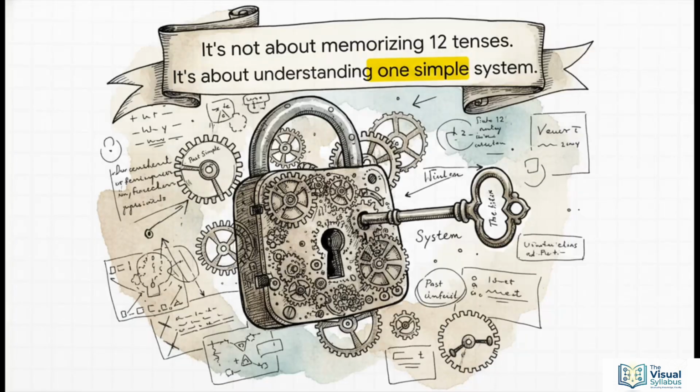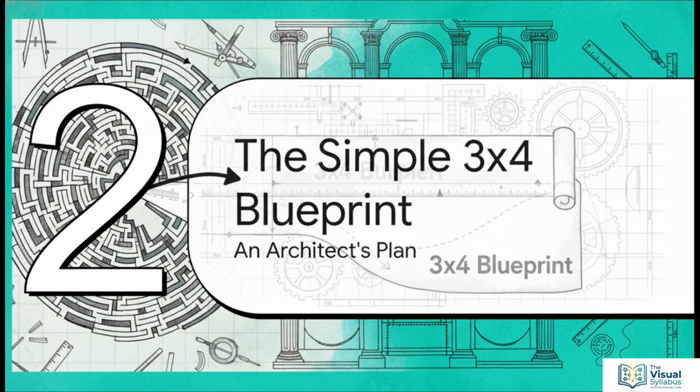And this, right here, this is the key that's going to unlock the whole thing. I want you to stop thinking about them as 12 separate tenses. Instead, I want you to see them as just different parts of one single, elegant system. Once you see the system, the whole picture just snaps into focus. And this is that system. We're going to call it the 3x4 blueprint. Think of it like an architect's plan for language. It's simple, it's logical, and it's going to be our map out of that maze.